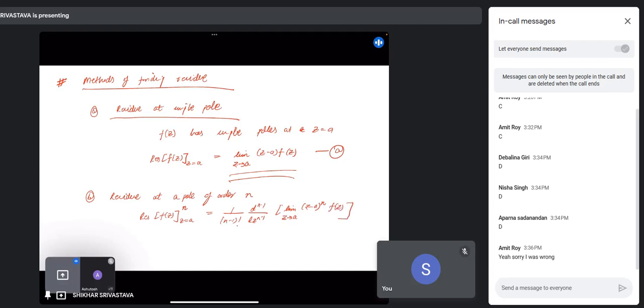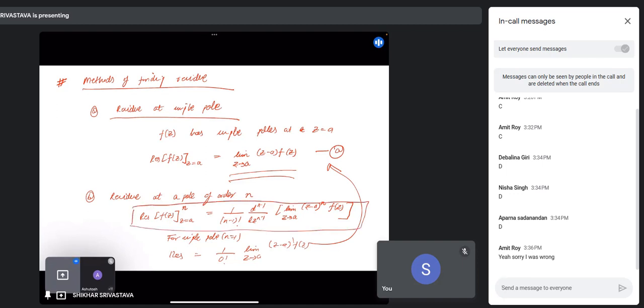So this is a more general formula, because if you put a simple pole, that is for a simple pole n is equal to 1, this will just become 1 upon 0 factorial, limit z tending to a of (z minus a) f(z), which is nothing but this. So this is a more general formula. You could remember this if you have to find a pole of order n.